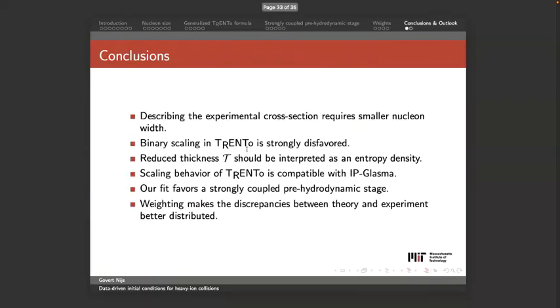Well, I guess I'll leave it at this. So we included the cross section for the first time. We looked at the scaling in Trento, where we saw that this binary scaling is very strongly disfavored. So Q equals 2 is very much outside of the posterior. We also found that, in our model, you can see this reduced thickness as an entropy density now instead of an energy density. And the scaling behavior of Trento is compatible with IP-Plasma.